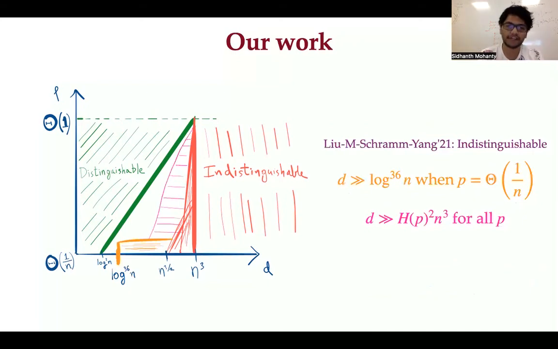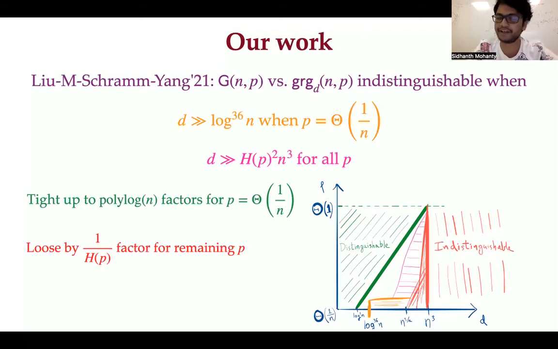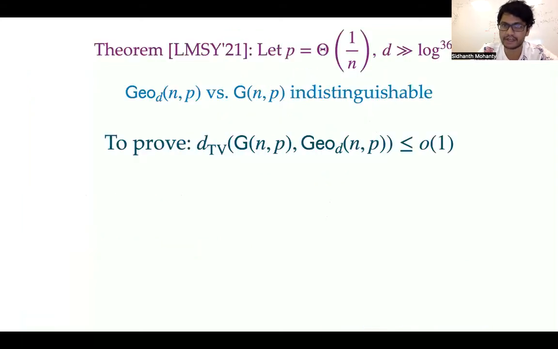And the main result is closing this gap in the sparse regime, namely where we show that when d is at least some polylog n, in this case log to the 36 n, these two models are indistinguishable. We also get some improved indistinguishability for the remaining p. So a couple of remarks are in order. In the regime that we're mostly interested in, our results are tight up to only polylogarithmic in n factors. Whereas for the remaining regime, we lose by a fairly big factor, like 1 over the entropy function of p. So an interesting question is to try to get a nearly tight result even for the remaining regime. And in this talk, we're mostly going to focus on the sparse regime.